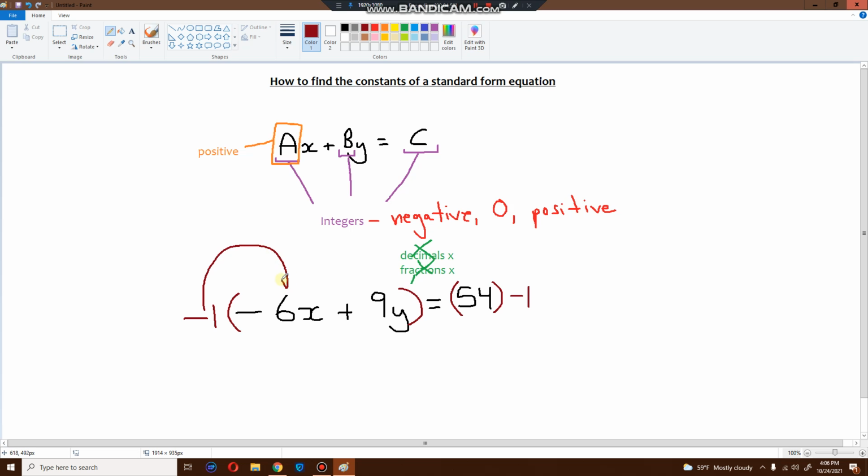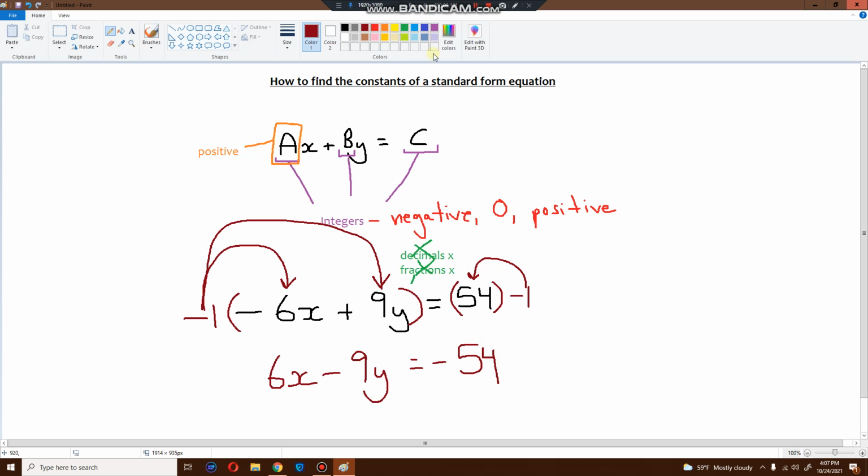Take a look at how this works out. Minus 1 times minus 6x becomes positive 6x. You see? Minus 1 multiplied by positive 9y becomes minus 9y. And finally, minus 1 multiplied by 54 becomes minus 54. And there we go. We have solved the problem of the negative constant. We have taken care of it, and now we can answer a question. This is our A value, this is our B value, and this will be our C value.